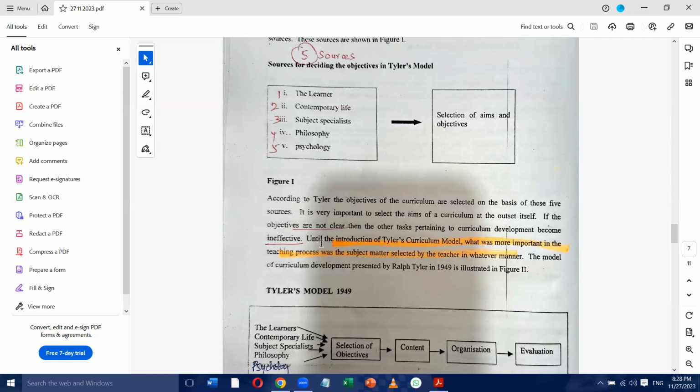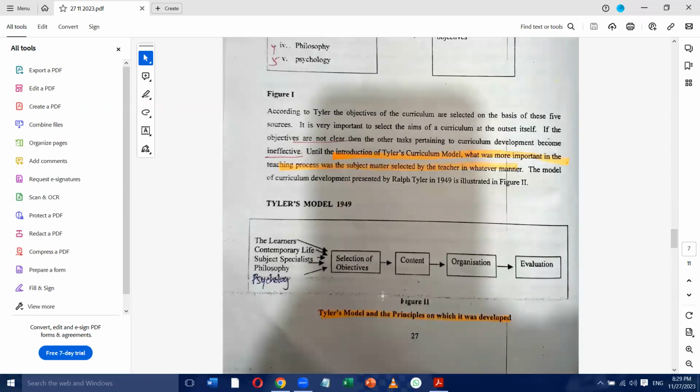Say politics, or some other subject, or any language, was taught by teachers. They didn't have the proper way of developing the curriculum. There was a curriculum, but it was developed by the teacher or a group of teachers without these basic foundations being considered.